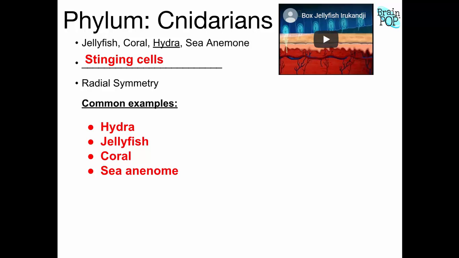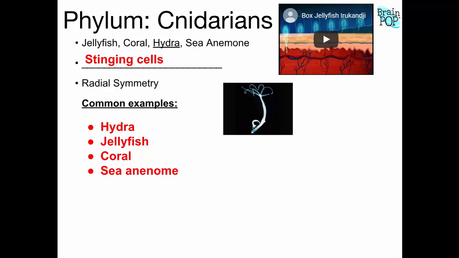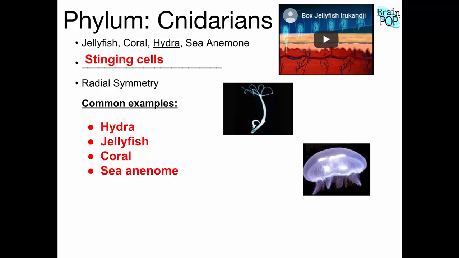Many of these have stinging cells. This is a jellyfish. So a jellyfish is a cnidarian. It has tentacles, and on those tentacles are these specialized stinging cells called nematocysts. These nematocysts are basically like a little tiny harpoon in the tentacle of the jellyfish that shoots into its prey, immobilizes it so that the cnidarian can then consume its prey.